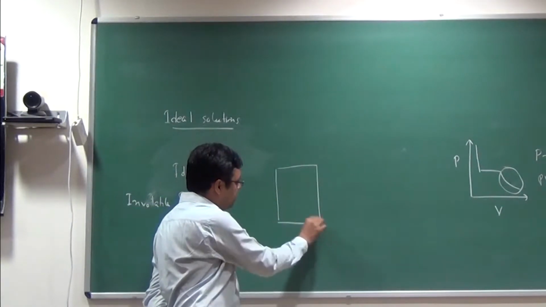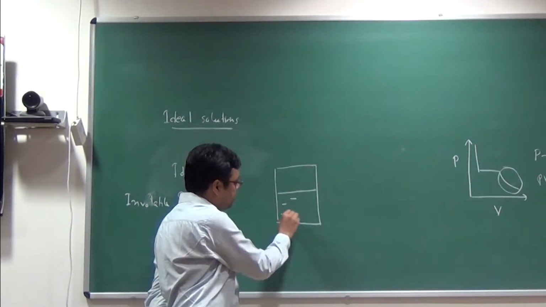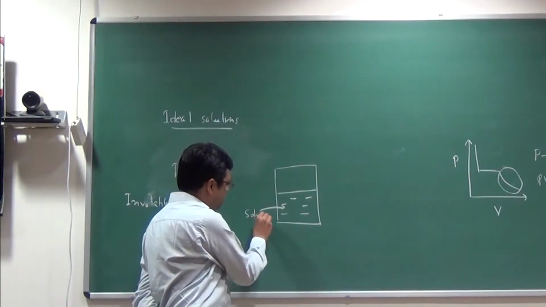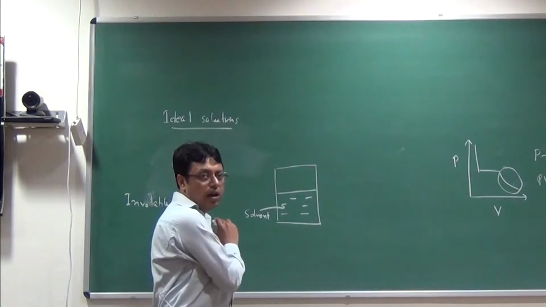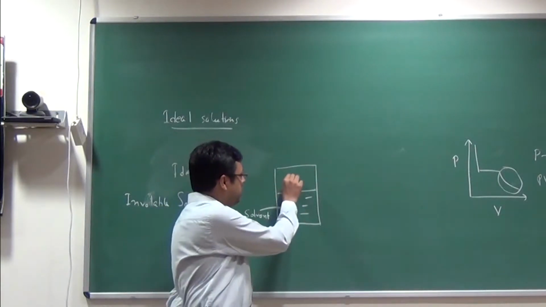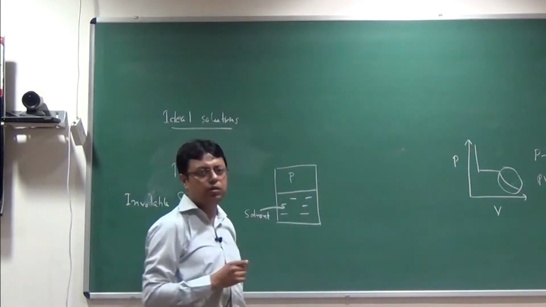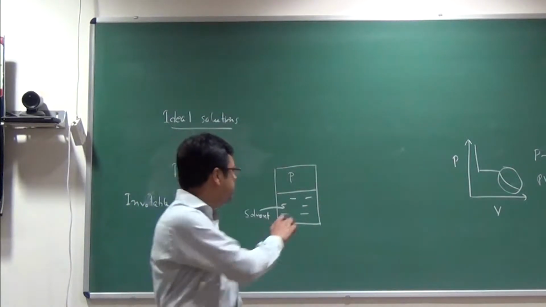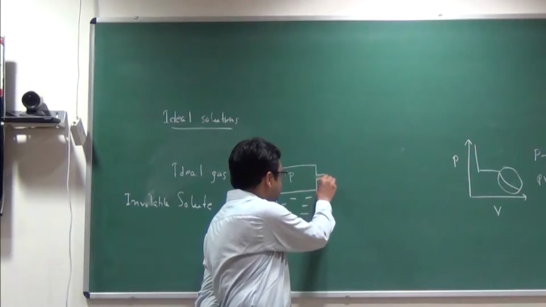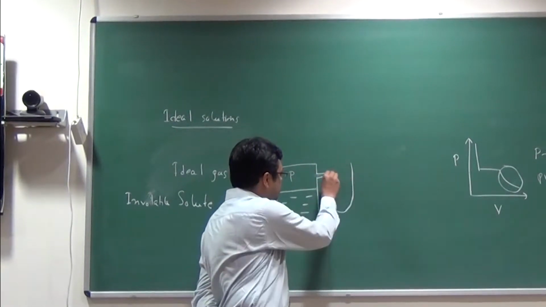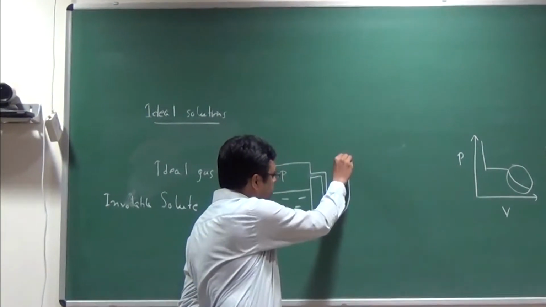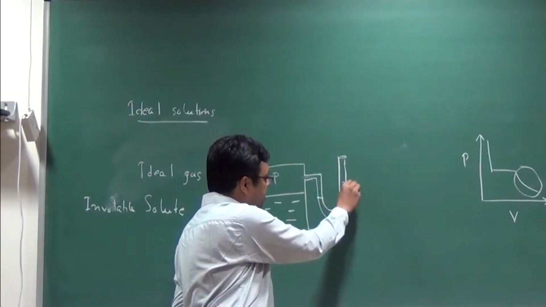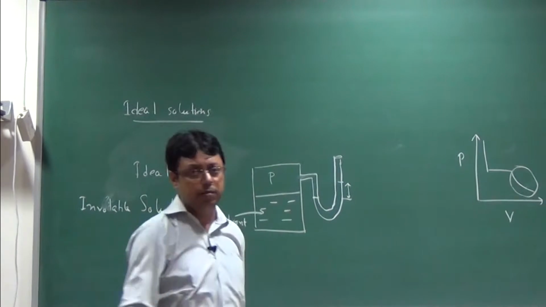What do you mean by that? Suppose I have a sealed container with solvent, and what will happen at equilibrium? It will develop some pressure which is equal to the vapor pressure at some finite temperature. How do you measure it? You can connect a manometer kind of setup, see the difference in the levels, and from that calculate the vapor pressure, right?